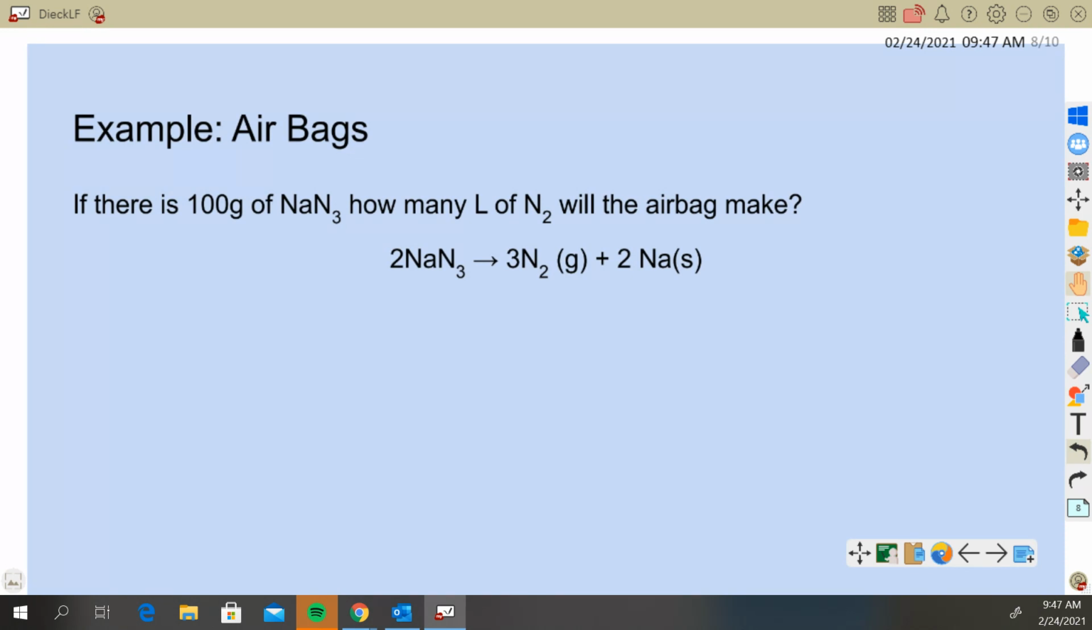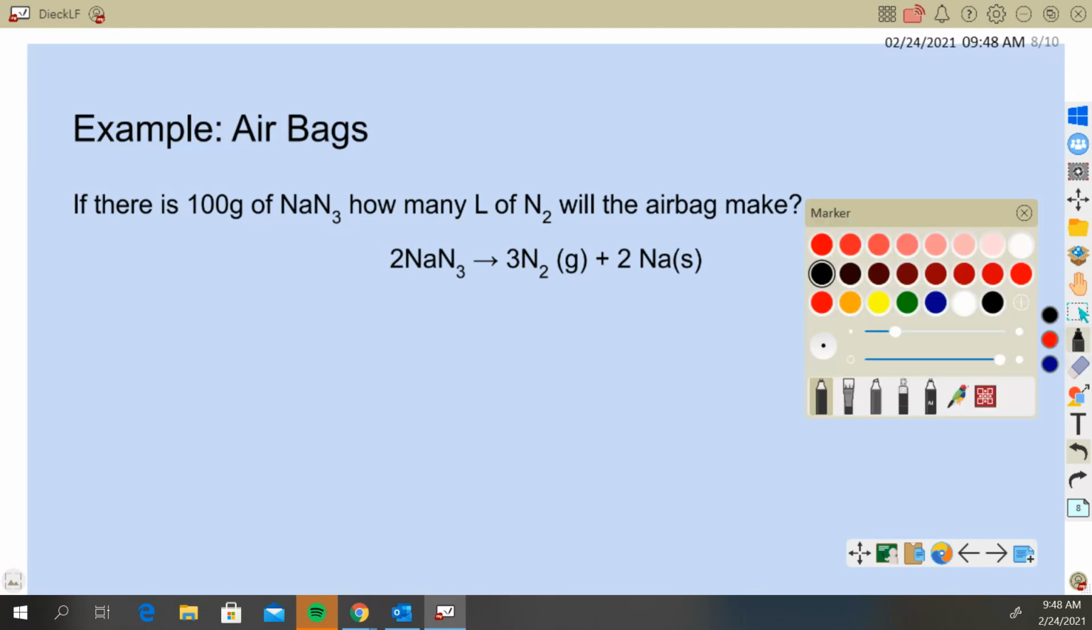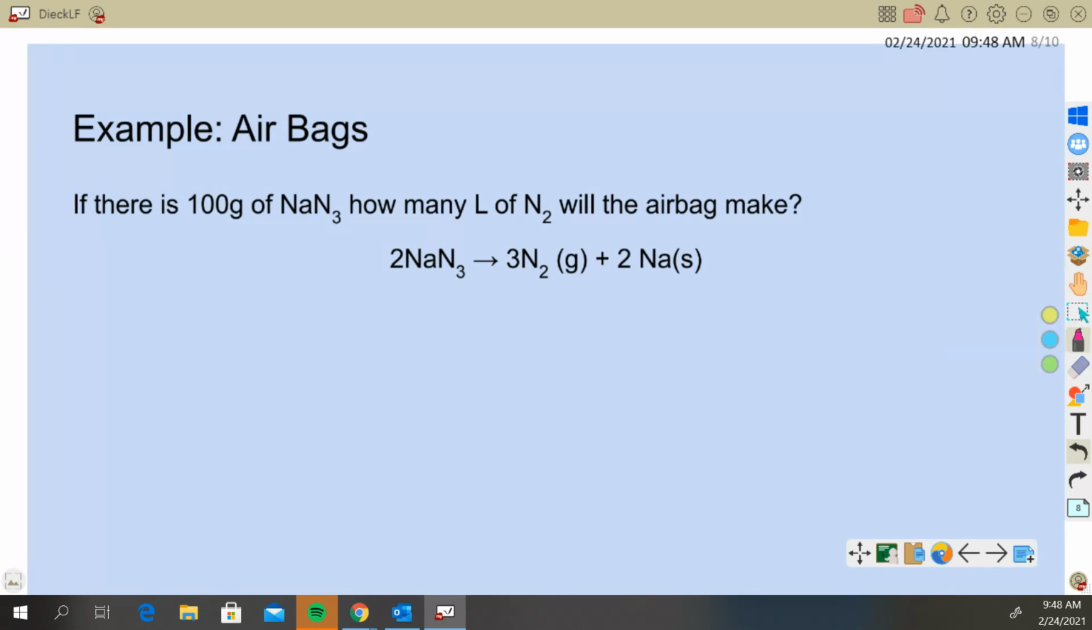They need to know how big of a volume of gas do we need? So how much do I need to start with so that if we get in a car accident, the right amount of air is put in your airbag. And they actually do this using stoichiometry. So, if there's 100 grams of sodium nitride, how many liters of N2 gas is the airbag going to make? So, our given is 100 grams of sodium nitride. What we want is liters of N2.